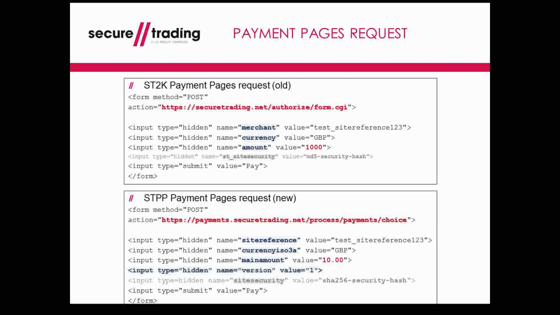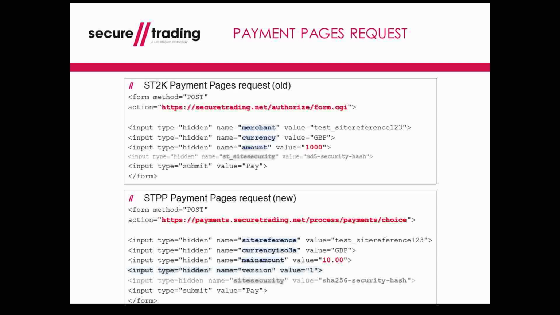The merchant field has changed to site reference. The currency field has changed to currency ISO 3A. The amount field has changed to main amount. Here, it is also worth noting quickly that the old platform used amounts in base units, where an amount of 10 would be represented as 1000, while the new platform uses main units for amount, so 10 would be represented as 10.00.